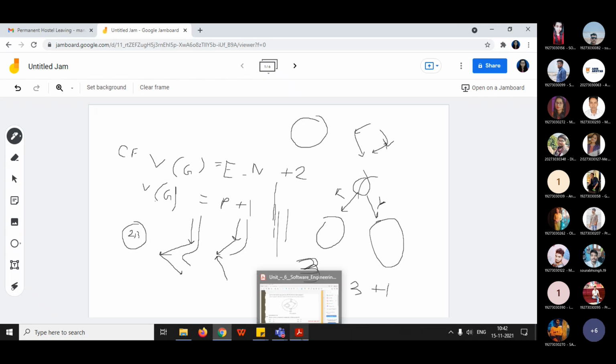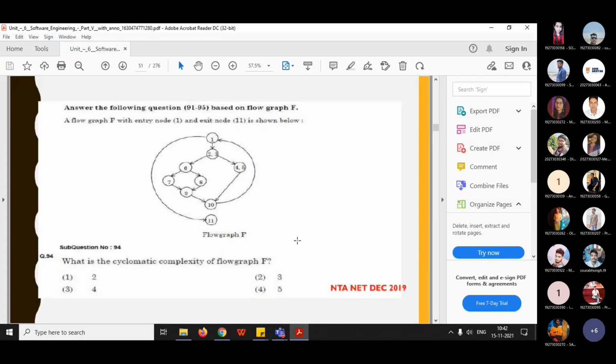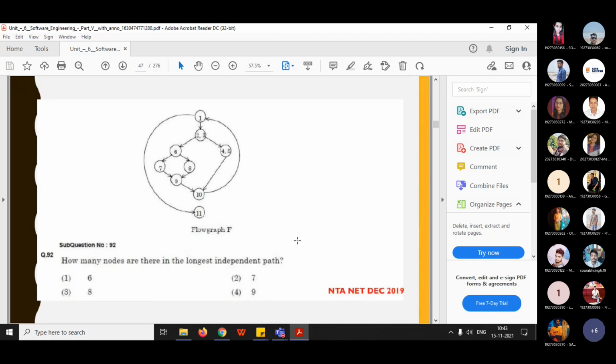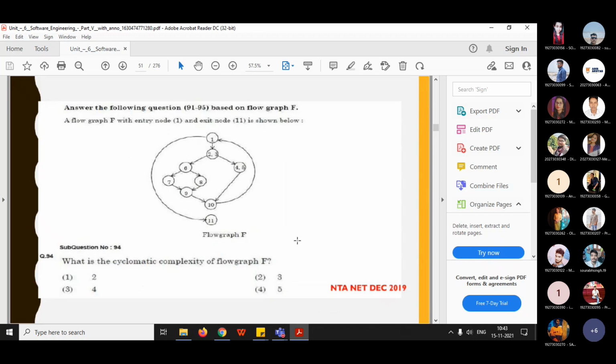So don't get confused. The examiner may ask this kind of question to confuse you, but don't get confused. Both are the same. So that is 4, and we calculated it in the first question. We found out how many regions there are, that is 4, and again it is asking what the cyclomatic complexity is, just to confuse the students. So don't get confused, it is 4.